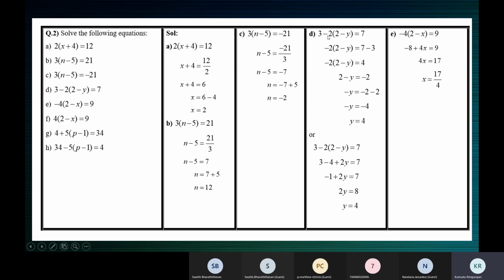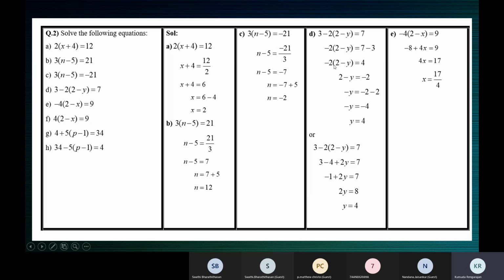When you transpose this, minus 2 of 2 minus y remains on the left hand side, equal to 7. This plus 3 moves as minus 3. That's the first step. And 7 minus 3 is 4. And this is what we have. Now we divide both the sides by minus 2, because it's in multiplication, minus 2 into 2 minus y.